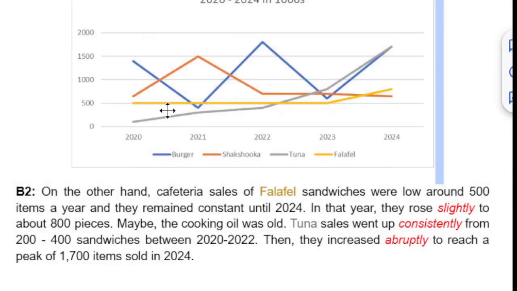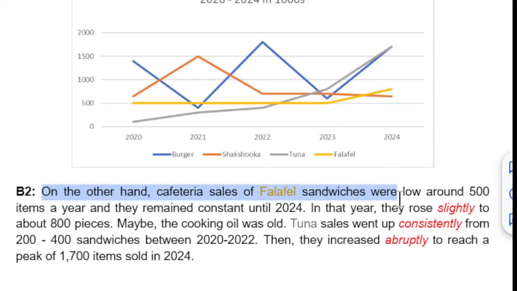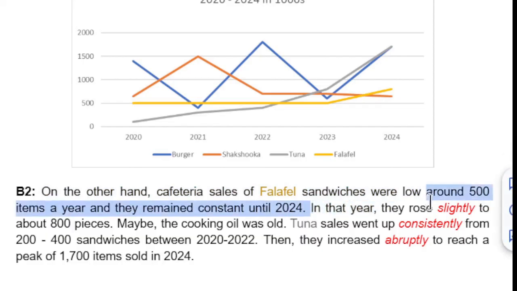So I begin with falafel sales here, and it looks the same for 3 years and goes up a little bit between 2023 and 24. So I begin the paragraph saying, on the other hand, cafeteria sales of falafel sandwiches were low, around 500 items a year, and they remained constant until 2024. Then I comment, in that year, 2024, they rose slightly to about 800 pieces. Maybe the cooking oil was old, my comment.